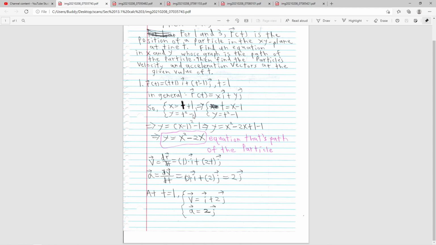And that means that t equals x minus 1, and that can be plugged into y. So y is (x minus 1) squared minus 1. That's x squared minus 2x plus 1 minus 1, and it ends up with x squared minus 2x. That's the equation of the path of the particle.